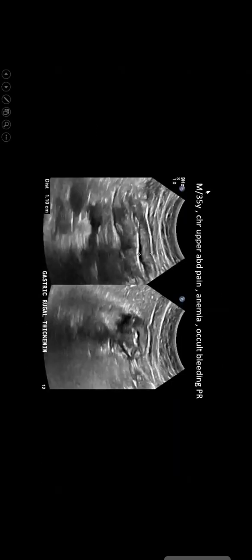Another example. Male, 35 years of age, with history of chronic upper abdominal pain, anemia because of occult bleeding per rectum. There is chronic blood loss through the GI tract leading to anemia, weakness, and upper abdominal pain. I'm examining with a routine convex probe. There is thickening of the stomach wall, 11 mm in the transverse plane as well as in the longitudinal plane. I have examined the same stomach on high resolution scan for better mural details. There is thickening of the submucosa predominantly, and mucosa.